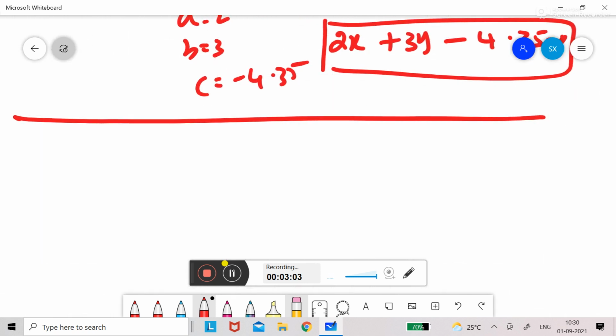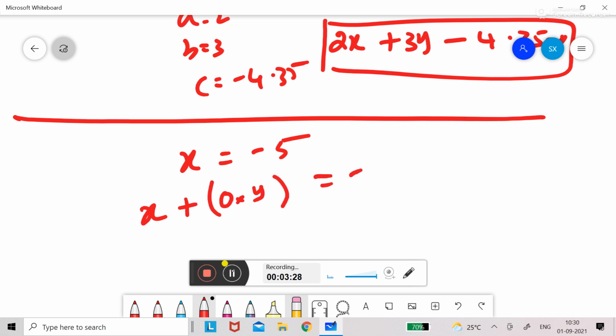Then, write each of the following in two variables. Suppose they give x is equal to minus 5 and ask for two variables. What you should do is not change anything in x. You should only include the y variable. When the y variable is not there, we need to include it. So we put 0 into y, equal to minus 5.